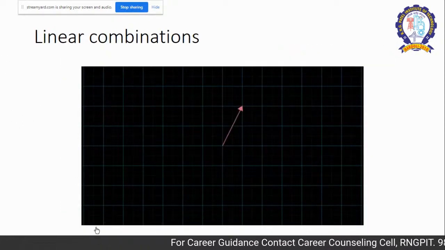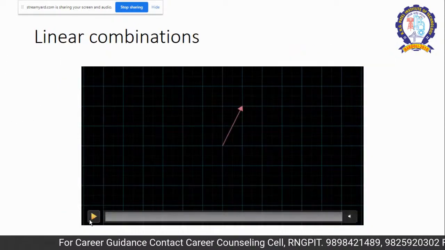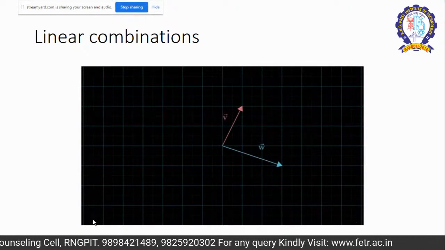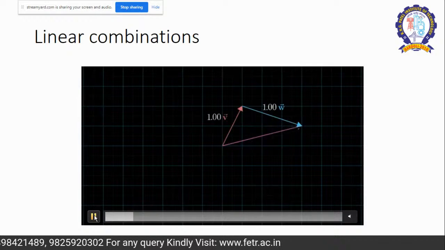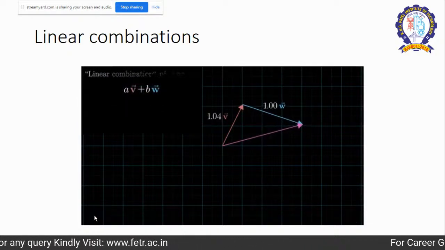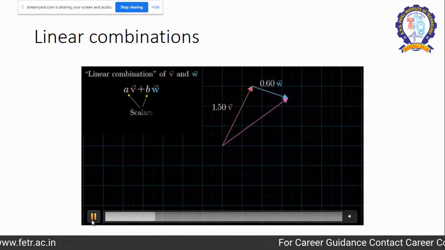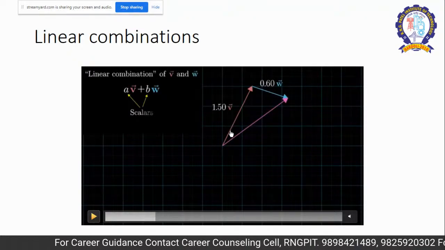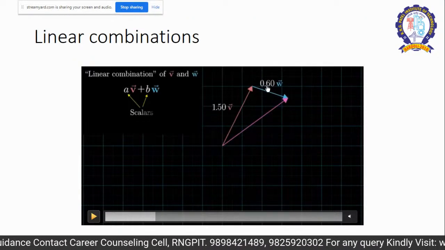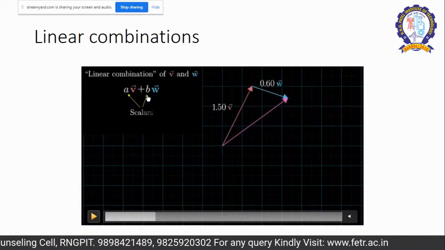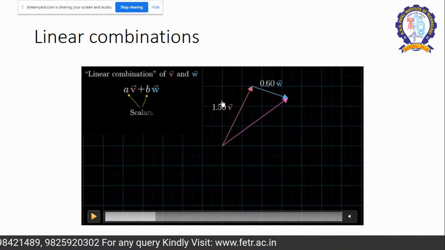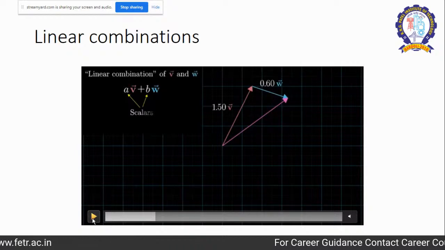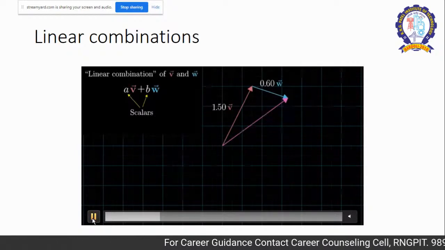So, linear combination. Linear combination is nothing but from these two vectors, how many other vectors can be generated; that is considered a linear combination. So here there are two vectors a and b. From that we just change the scaling factors a and b, and we can get other vectors of this space. So this is considered the linear combination of two vectors.